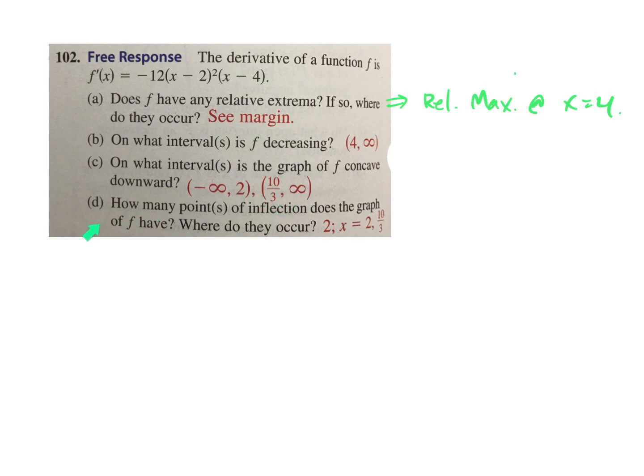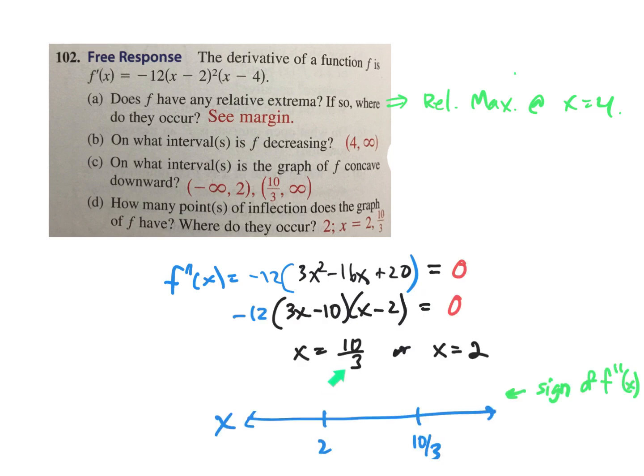Finally, part D. How many points of inflection does the graph of f have and where do they occur? So for this, we want to know when does the second derivative equal 0. We had already calculated the second derivative in part C, so let's set this equal to 0 and solve. So we have these values when the second derivative is 0, when x is 10/3 or 2.